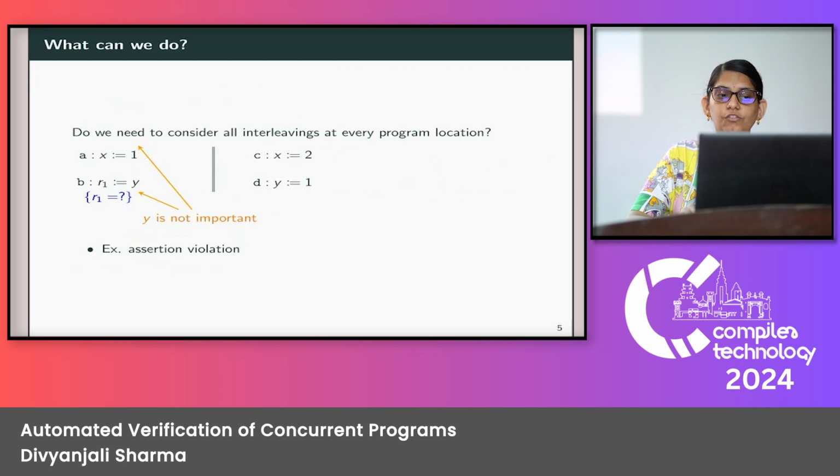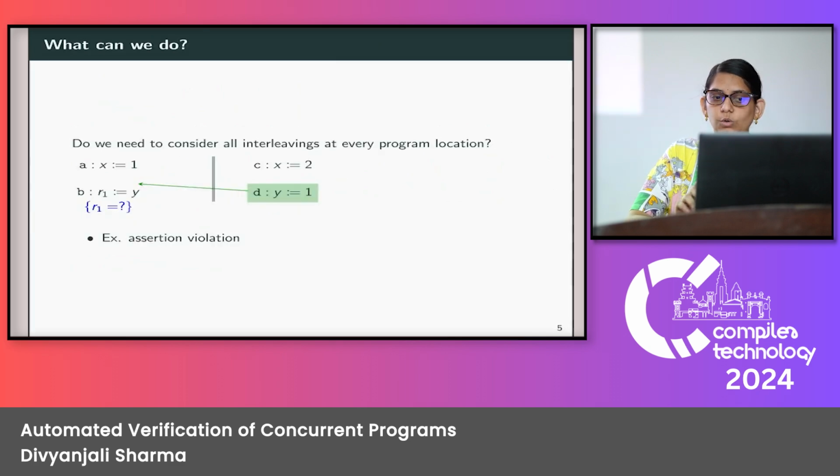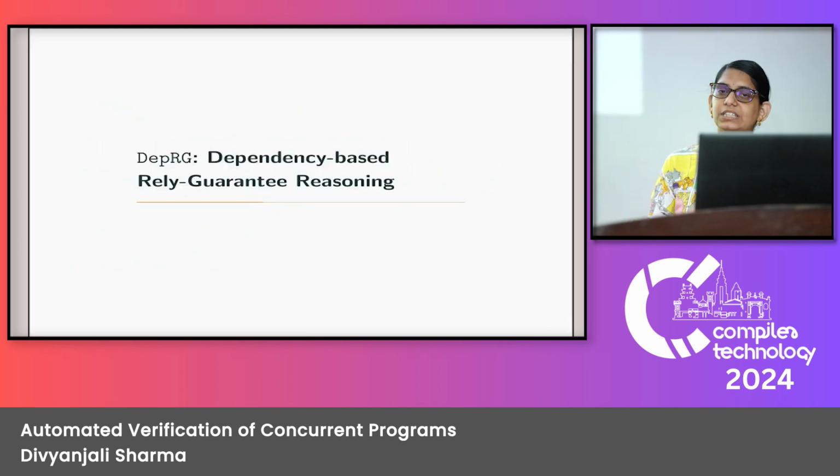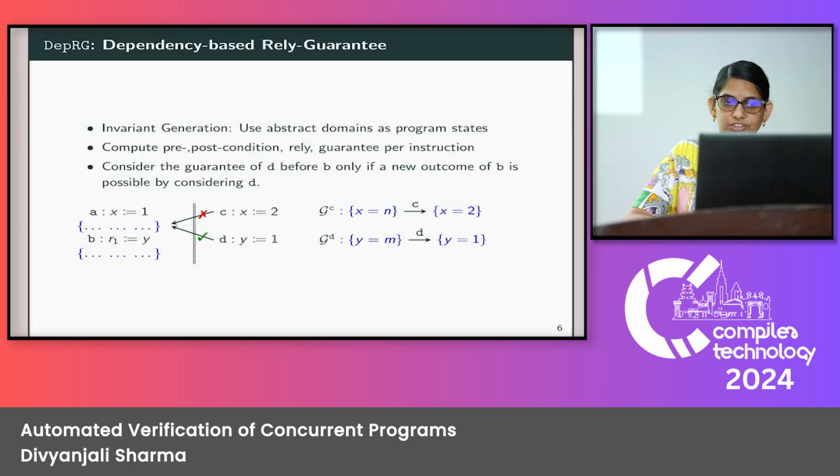Similarly, the value of y is not important before A and after B. It's important before B, but not after B or before A. So we need to look at only one interleaving, which is when D interleaves before B. In this scenario, we are basically saying we don't need to look at all possible environment actions. Why don't we look at a minimal set of them? To do that, we came up with this idea of dependency-based rely-guarantee reasoning, or DEP-RG.